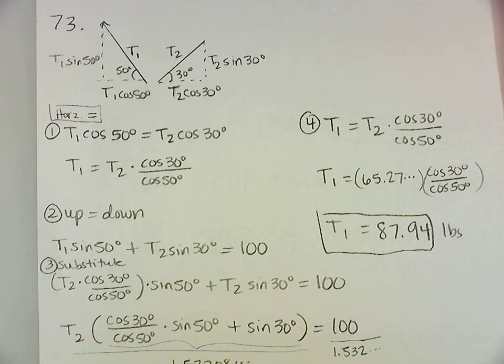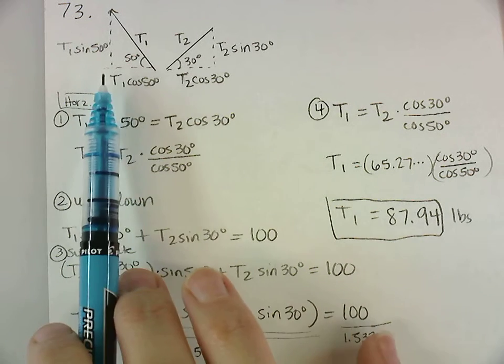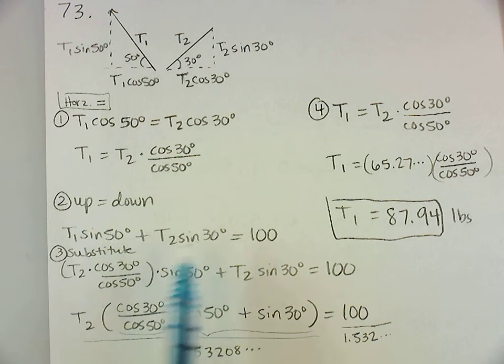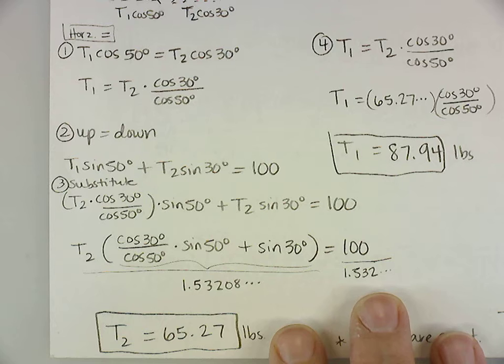I just always solve for t sub 1 first. Okay, and then I also know that my up forces have to equal my down forces. Well, my down force is going to be the 100 pounds. That's what's hanging. My up forces, both of them, are going to be my vertical components. So I add my vertical components together, and I set that equal to my down force, which is my weight.